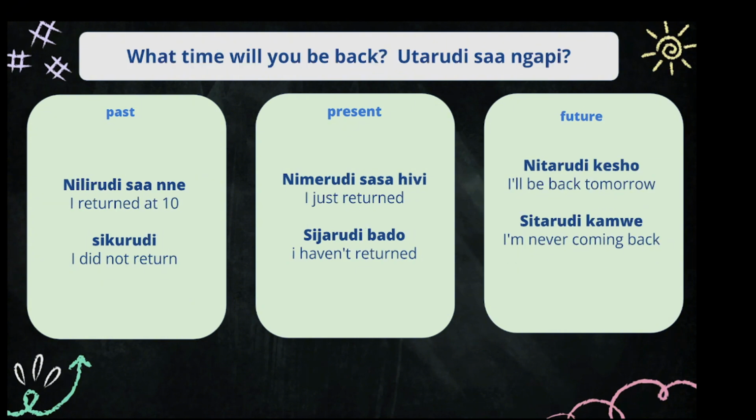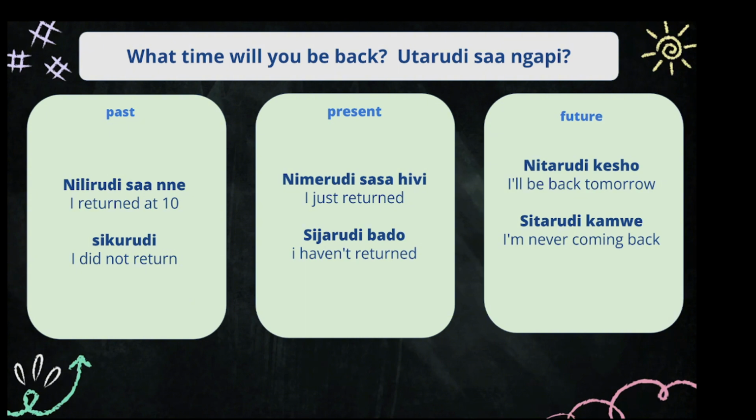What time will you be back? Utarudi saa ngapi? Nitarudi saa 4. Nilirudi saa 4. I returned at 10. Sikurudi. I did not return. Nimerudi sasa hivi. I just returned. Sijarudi bado. I have not returned. Nitarudi kesho.